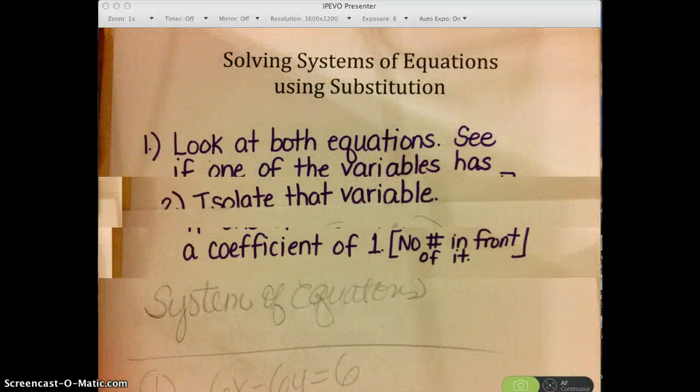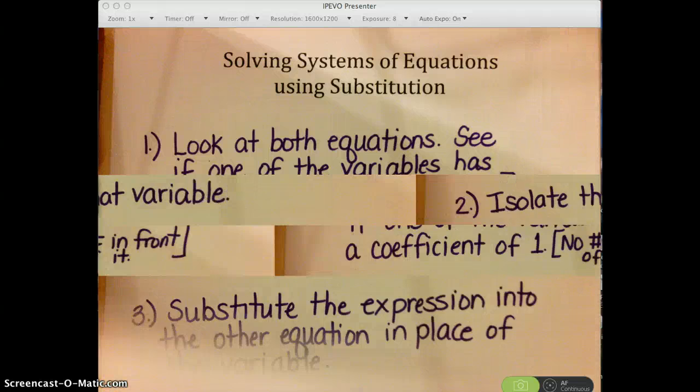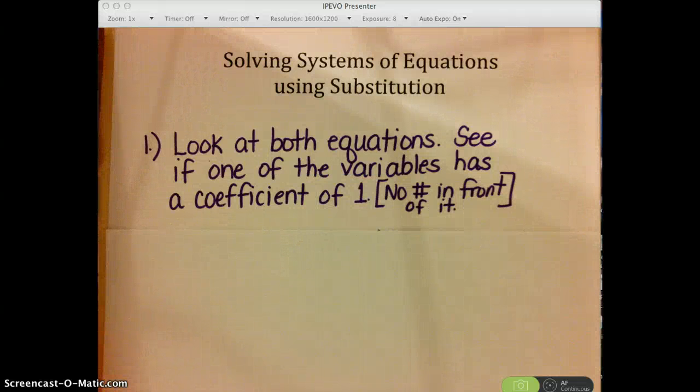The first step says that you're going to look at both equations and see if one of the variables has a coefficient of 1. Now, when we say a coefficient of 1, that essentially means that we have a variable that does not have a number in front of it. So that's the first thing that we're going to check for. So we're going to look at both equations and see if either the x or the y has a coefficient of 1.